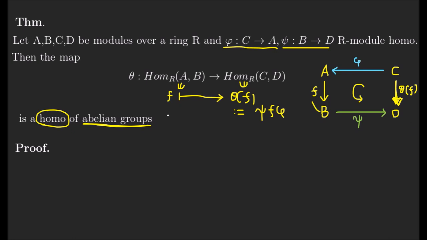Then our claim is that the map theta is a homomorphism, but we define the map to be well defined just to prove the traditional definition of homomorphism. So our claim is that theta of f plus g is equal to theta f plus theta g. By using the definition we can easily get this homomorphism relation. So this is your exercise.